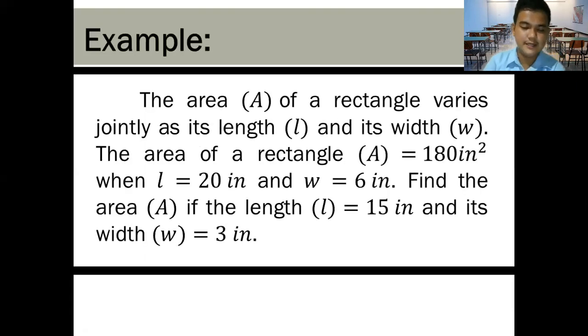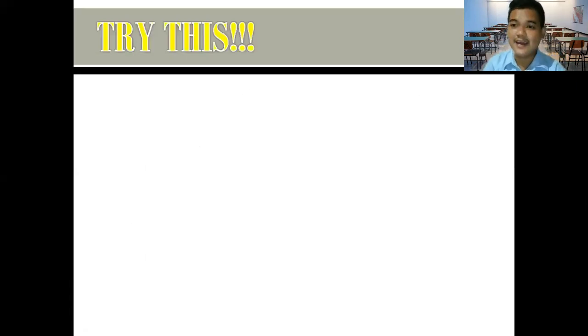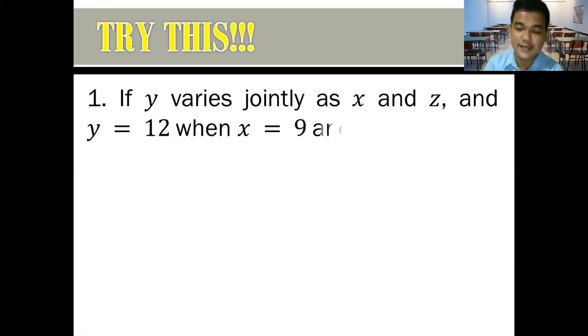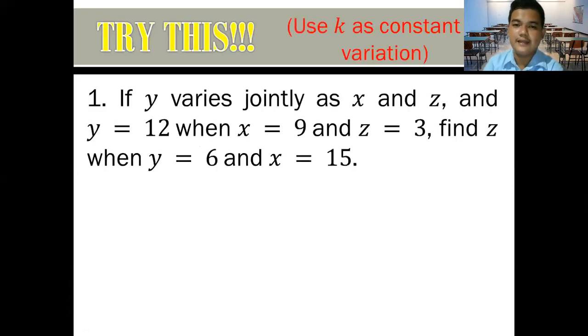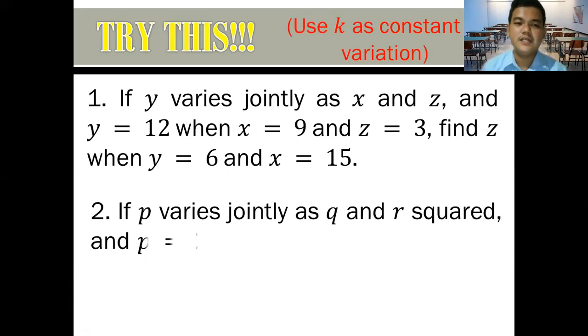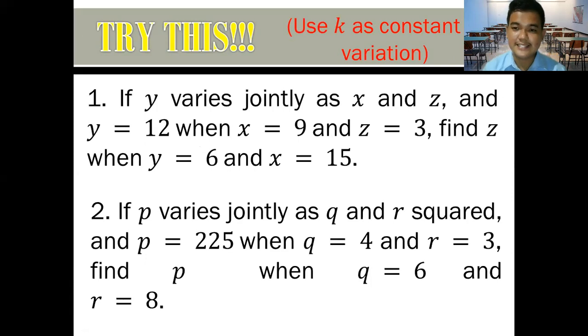So let's go back to my PowerPoint here. So we already solved that, and this one is already done. So let's try this problem. I want you again to answer these problems in your notebooks and use K as your constant of variation. For number 1, if y varies jointly as x and z, and y is 12 and x is 9 and z is 3, find z when y is 6 and x is 15. And for number 2, if p varies jointly as q and r squared and p is equals to 225 when q is equals to 4 and r is equals to 3, find p when q is equals to 6 and r is equals to 8.